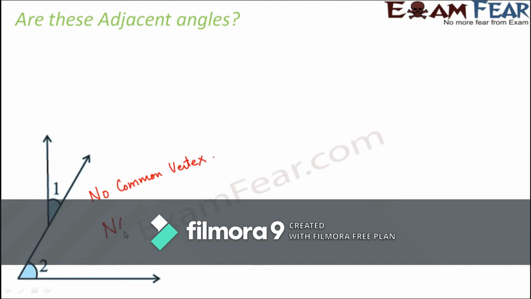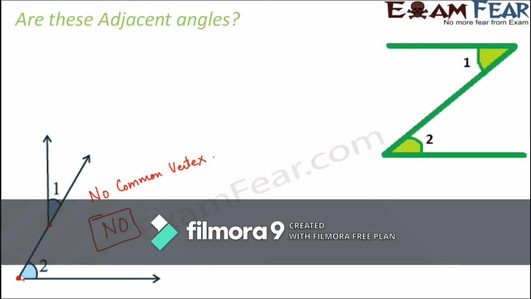Therefore, is this an adjacent angle? No. So see, for angle 1 the vertex is this, for angle 2 the vertex is this. So they do not have a common vertex. Let's look at the next one.